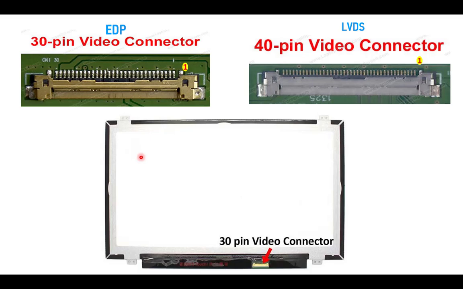Then there are two types of connector in a laptop motherboard. In olden days, there was the 40 pin video connector. This 40 pin video connector carries the LVDS signal, and this pin is pin number 1. Newer laptops have only the 30 pin connector, and this 30 pin connector is called eDP. eDP means embedded display port. These are only 30 pins. This is pin number 1, this is pin number 30. Pin numbers 29, 28, 27 are the 18 volt, and 22 and 23 are the enable. It's like that.